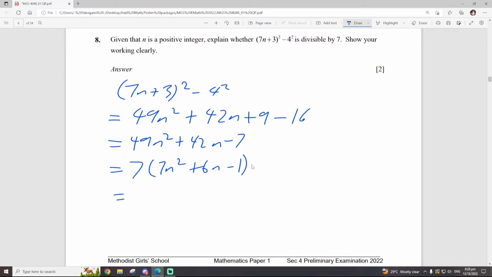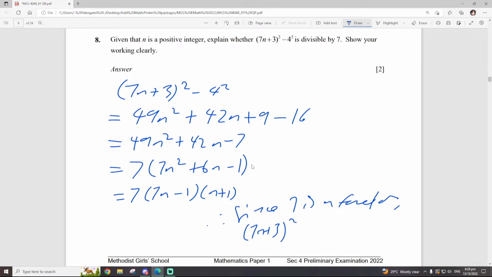And this actually happens to factorize. This factorizes into (7n minus 1)(n plus 1), I think. Yeah, it factorizes. Very cool. I don't think the factorization step here is necessary. The step above already establishes it, but just to be concise or clear, I suppose. So, therefore, since 7 is a factor, then (7n plus 3) squared minus 4 squared is divisible by 7.